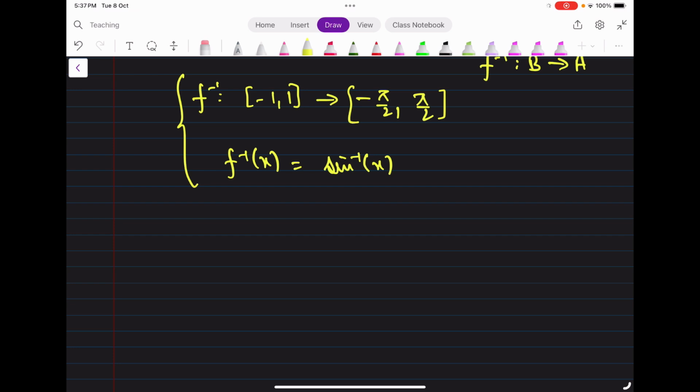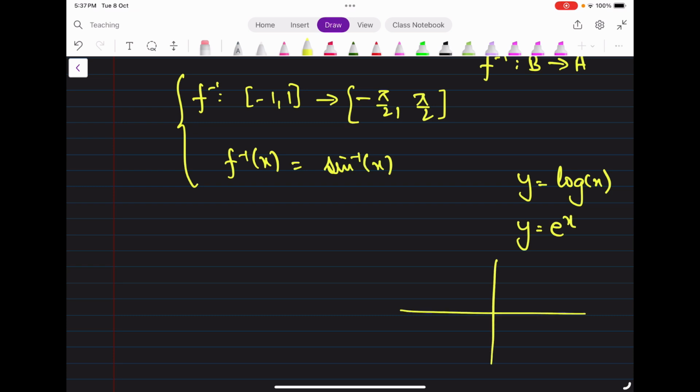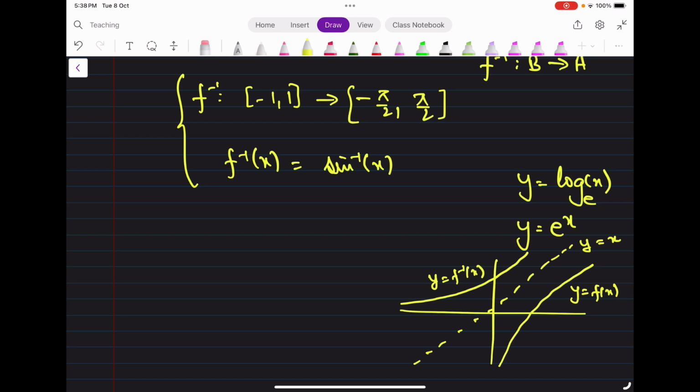Now let's talk about the graph of this function. One more thing our students know very well: if we take a function, let us assume log x, we know the inverse is e power x. If we draw these graphs, y is equal to log x with base greater than 1, and e power x like this. If we draw the line y is equal to x, our students can see very clearly that y is equal to f x and y is equal to f inverse x are mirror images of each other about the line y is equal to x.